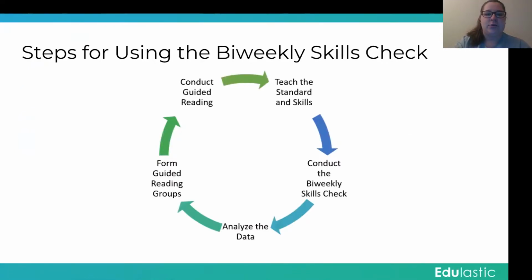So what I tried to do was make a visual for everybody about how the biweekly skill check works. First and foremost, we have to teach the standard and the skills that we are going to be teaching our students. Then after we're done teaching those, we conduct the biweekly skills check. After we conduct it, we analyze the data. Then we use that data along with data from running and retelling records to form guided reading groups. Then we conduct the guided reading in those groups that we created.